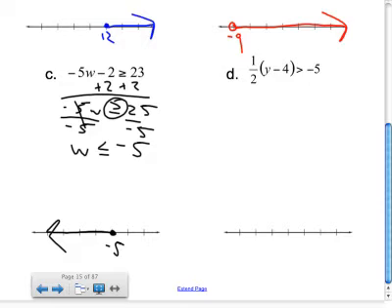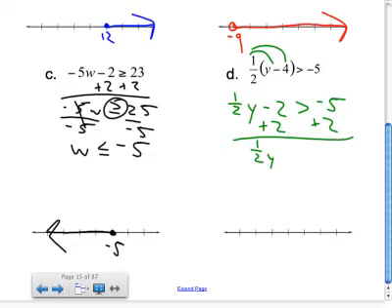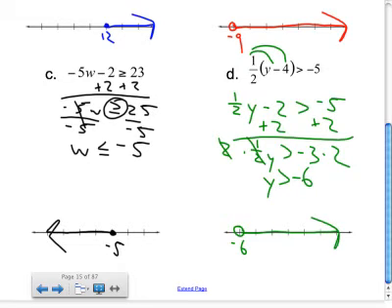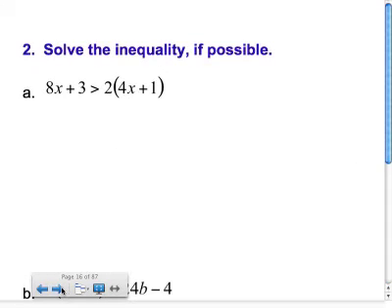And then finally here in part D, distribute the 1/2, so you get 1/2 y minus 2 greater than negative 5. Add your 2. So 1/2 y greater than negative 3. Multiply both sides by the reciprocal, so multiply both sides by 2. It's a positive 2, so the inequality stays the same. So y greater than negative 6. So if that's negative 6, open circle, y is bigger than that one. Okay, so again, just building off of the foundation that we set in section 1 and 2.